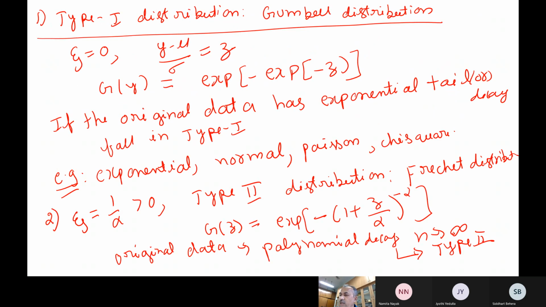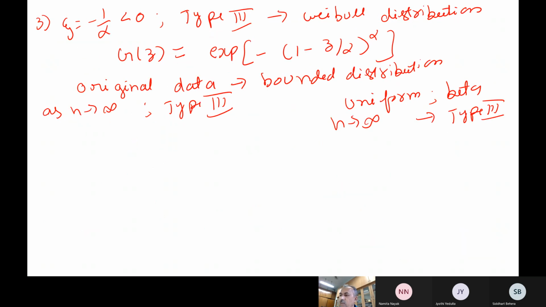When we have exponential decay, type 1 comes. When it is a polynomial decay, type 2 comes. And if the data has a bound, upper or lower, then type 3, that is the Weibull distribution, comes into the picture. Whenever you have any original distribution, you just check its tail: whether it is exponentially decaying or decaying in this other way, and automatically it falls under these three things. These are the three domains of attraction.